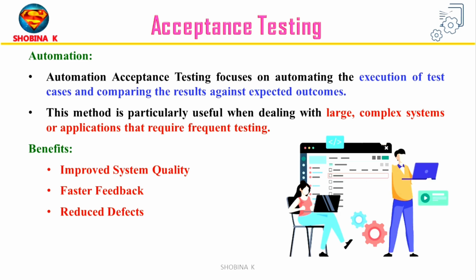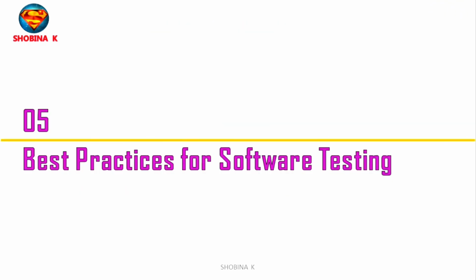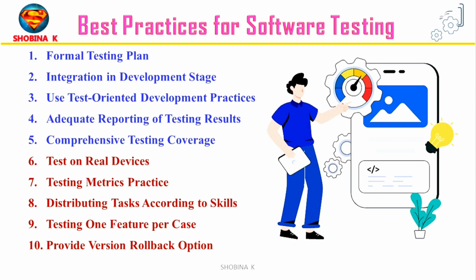And next, faster feedback. Automated acceptance testing provides faster feedback on system performance and compliance with business requirements. So this enables the development teams to identify and resolve defects quickly, and thus it reduces the overall testing time and effort. Now, what are the best practices for software testing? Now let's understand the key components of effective software testing planning.